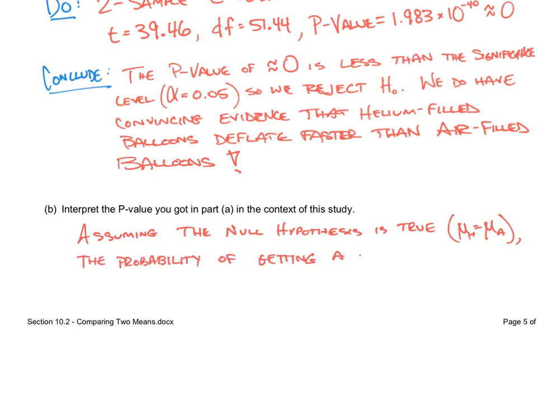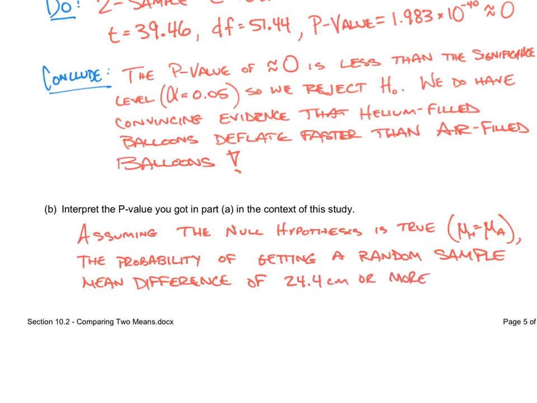of getting a random sample mean difference of 24.4 centimeters or more. Where 24.4 come from? That's 26.5 minus 2.1. X bar H minus X bar A. The probability of that occurring is about 0.